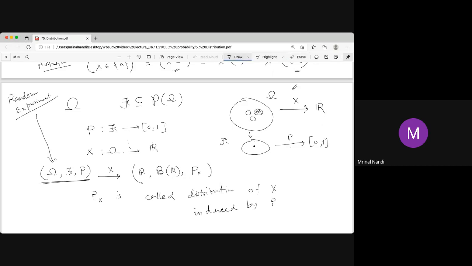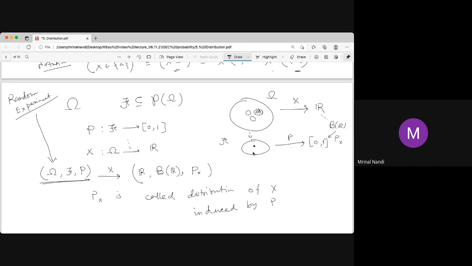Not from R to this. From R we generate, say, a sigma algebra over R. The probability must be a function from a sigma algebra. So this is the whole scenario. So there are four things involved.